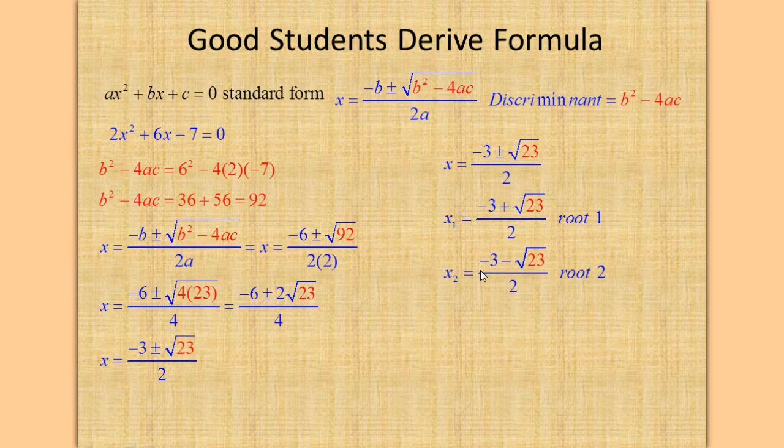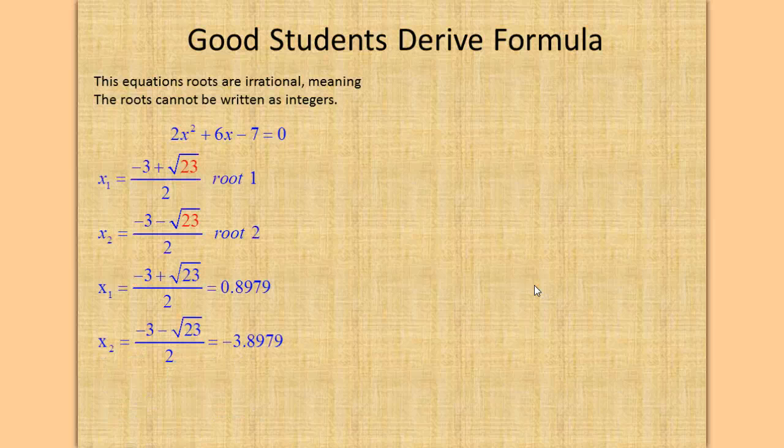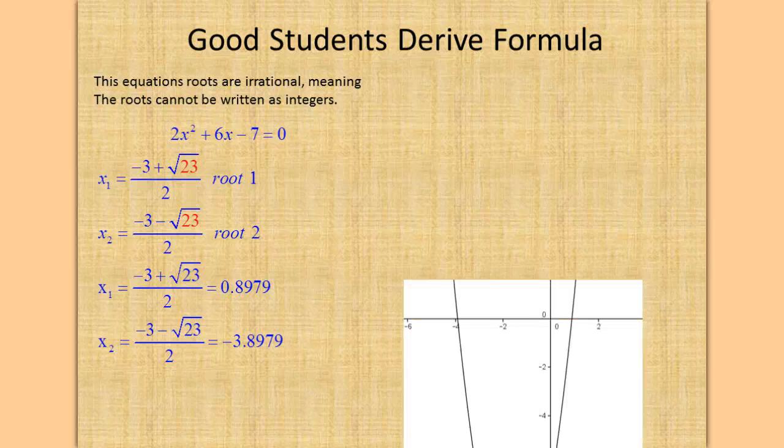So we have two roots. We have a double root, x1 and x2. x1 is minus 3 plus square root of 23 divided by 2. Root 2 is minus 3 minus square root of 23 divided by 2. Let's see the graph. This equation's roots are irrational, meaning the roots cannot be written as integers.